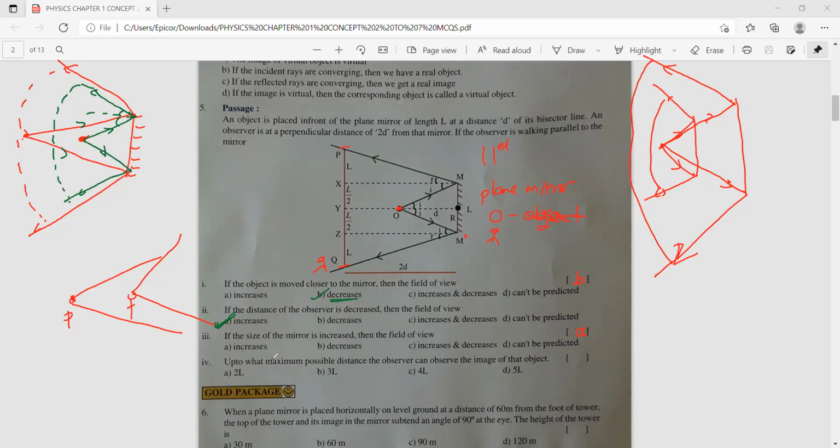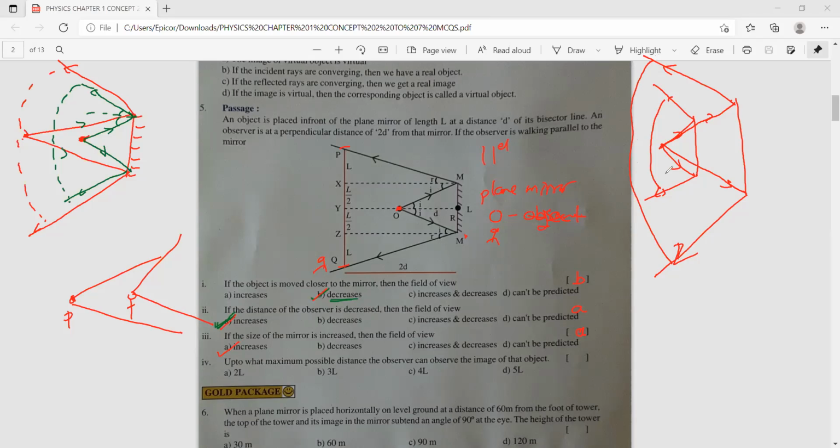Okay, children. So for the third question, the option is A. The field of view is going to increase. The third one is where we are given the option to write. Second one is A, third one is also A. Okay, children, please note it down.